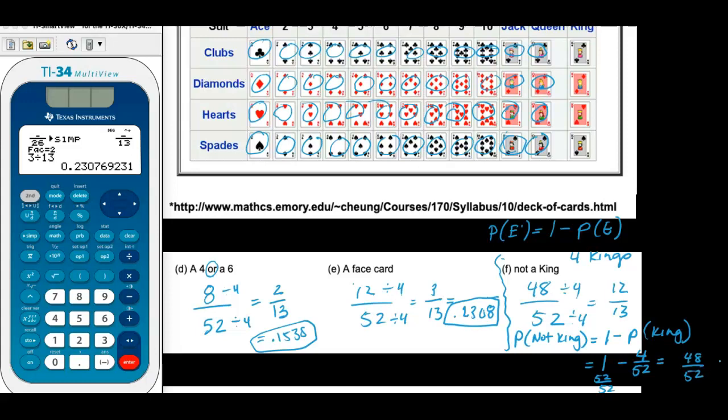So basically, you could do it how we did in the beginning, and we just counted all of the cards that are not king. We got 48, and then we reduced. So our reduced answer is 12/13. That's the final answer.